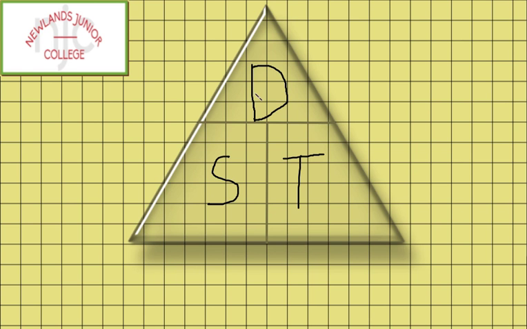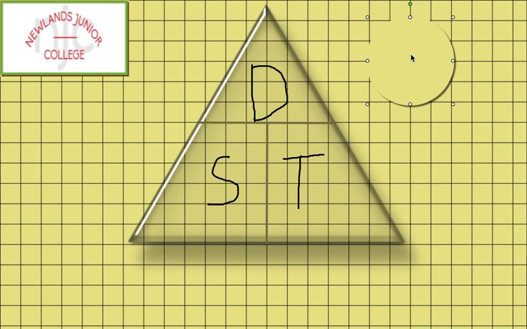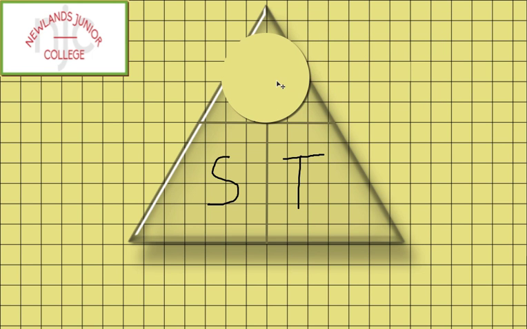Let's start with calculating distance. Okay, so we're trying to calculate distance first. If you cover the D for distance up, you're left with S and T. And remember we said that if they're split by a vertical line, then that means you would multiply them together. So distance is equal to speed multiplied by time.